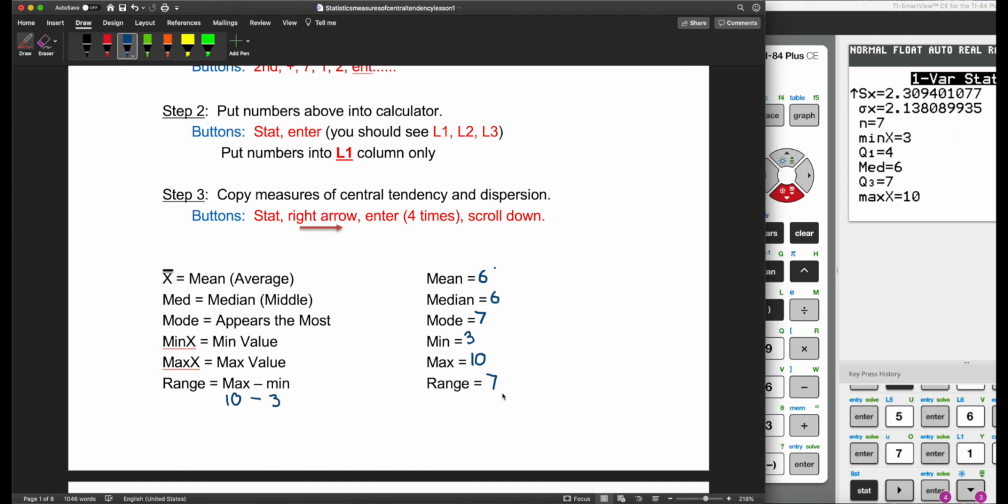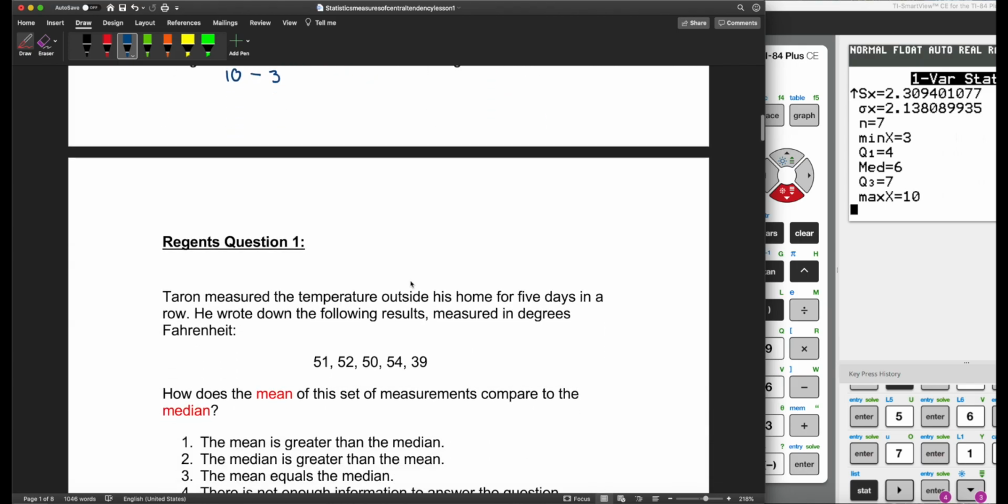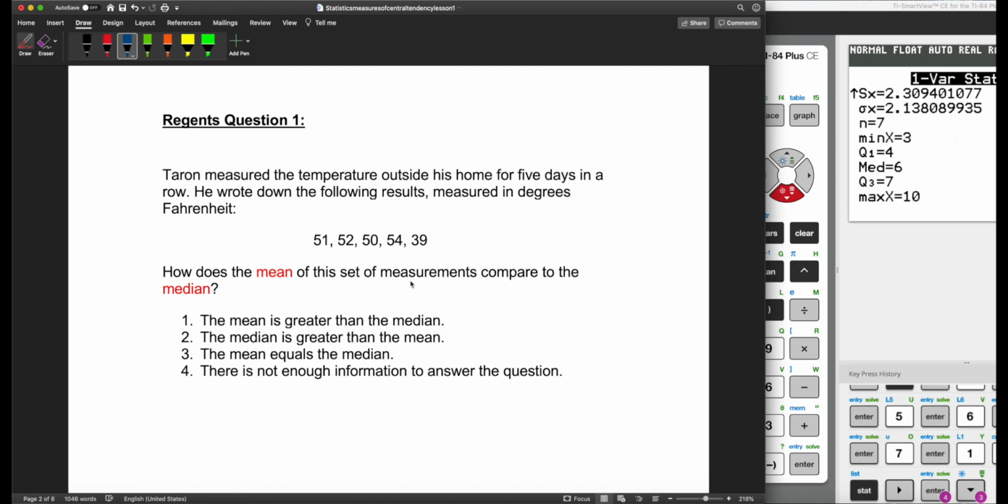Boom. That is how you find measures of central tendency and dispersion using your calculator, hitting the stat, enter buttons, and then, of course, the stat, right, enter after. All right. Let's look at 2 Regents questions and use our calculator to get the right answer. Okay, very simple, very quick.